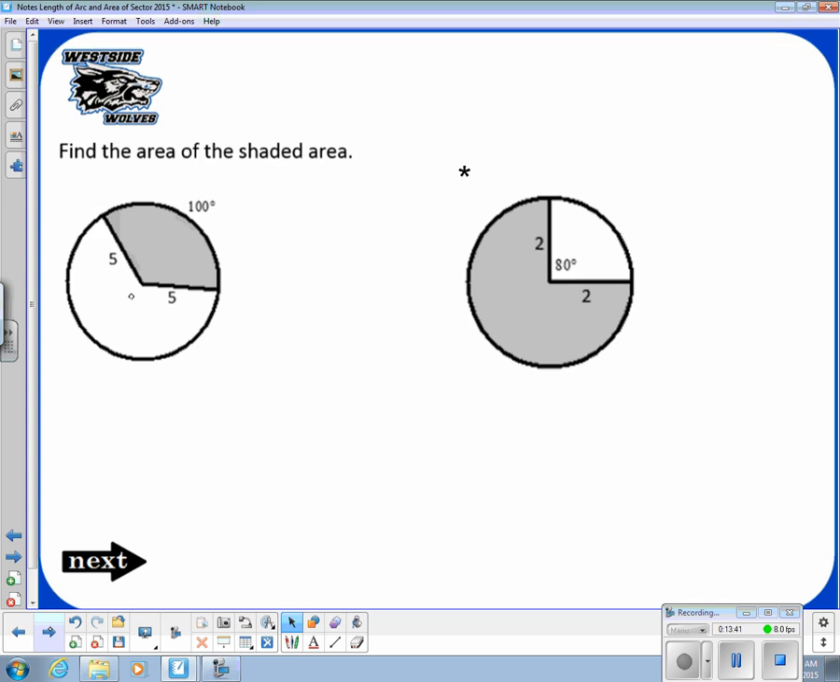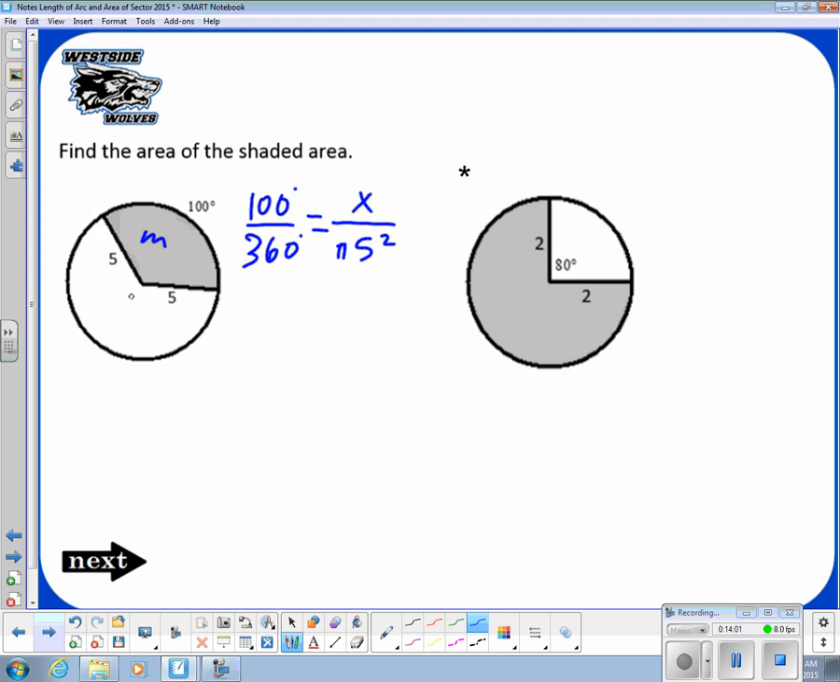So we go into this first practice problem. Proportional relationships, set your proportion up. We're doing the shaded area, which makes a difference. Pay attention to that. I might catch you on that if you don't. And so 100 is the part over the 360 degrees, which is the whole. And then we don't know the area of the sector, and the whole will be pi 5 squared.